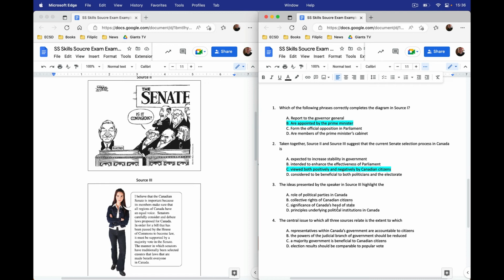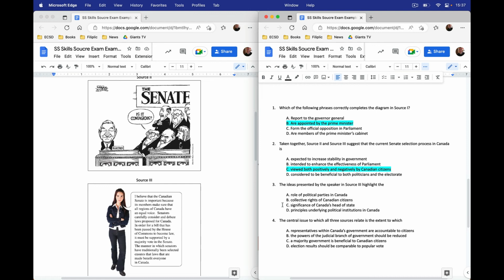Number 3, the ideas presented by the speaker in source 3 highlight what? Well, you could read the source again. We already read it once, so for the benefit of time for this video, we won't read it again. So let's take a look. Is it A, role of political parties in Canada? Nothing in source 3 mentions political parties, so it cannot be A. Collective rights of Canadian citizens, B. It says nothing about the collective rights of Canadian citizens, so it cannot be B.